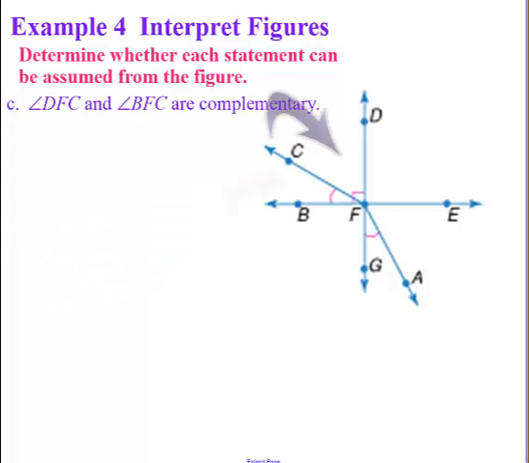Part C. Angle DFC and angle BFC are complementary. So to be complementary, they need to add up to 90 degrees together. So if we look at our picture, yes, there is a right angle symbol showing that the adjacent angles form a right angle, so they would be adding up to 90 degrees.